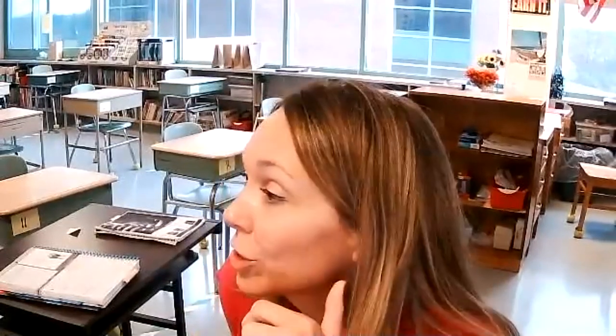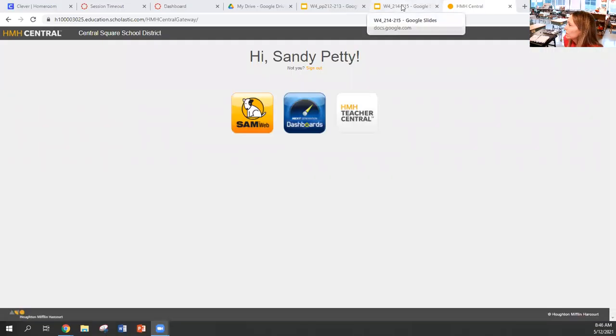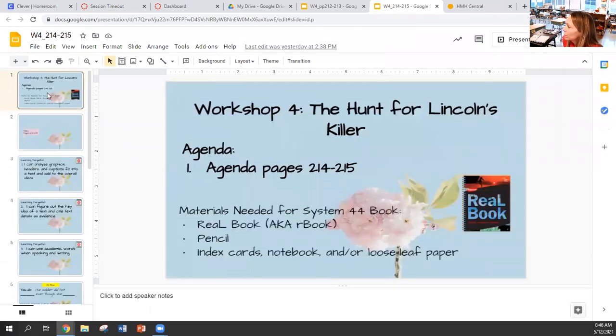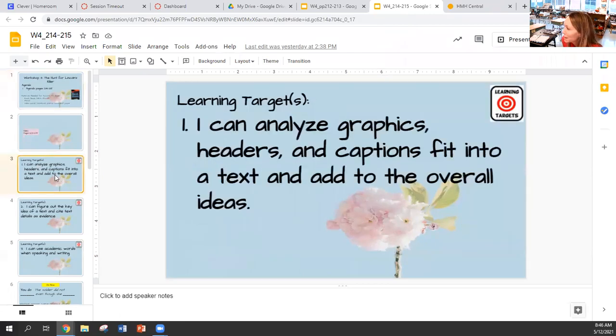Pages 214 to 215 in your art book. So we have that ready. Let's take a look at the learning target, and then I'll read the text to you. So 214 to 215, remember we're still working on the hunt for Lincoln's killer. Got to find Booth. Booth ran away, left off the stage.